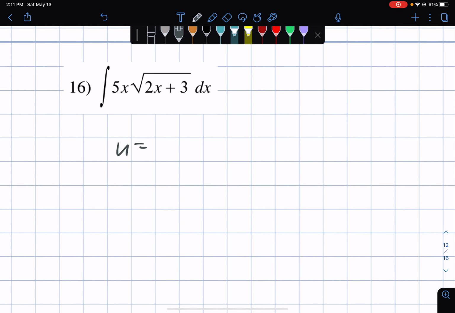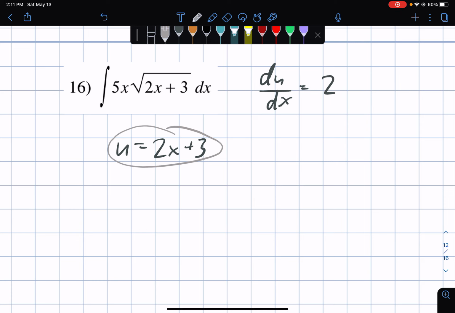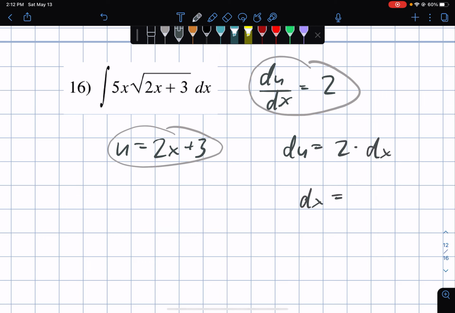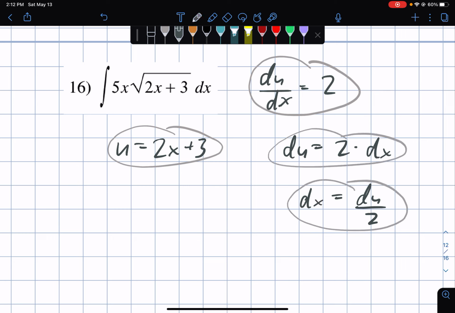So for 16, we have u is equal to 2x plus 3. We have d over dx, that's going to be equal to the derivative of u, which is 2. And then for u, that's going to be 2 times dx, and then dx would be equal to du over 2. Now, you put the values. Oh wait, let's look for x.